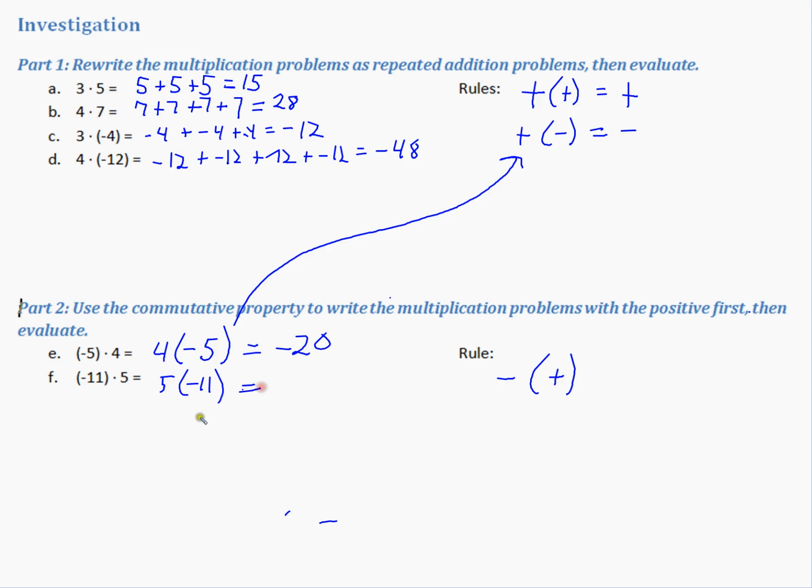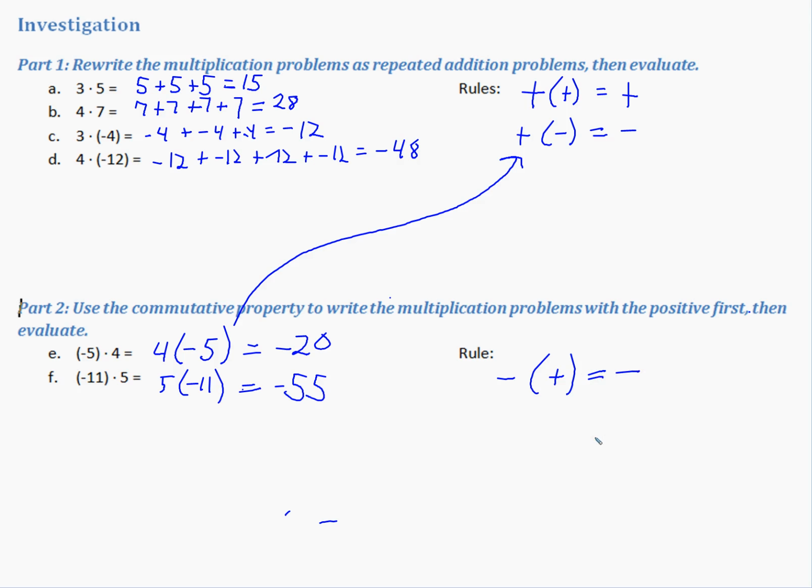Really is negative 11 plus negative 11 plus negative 11 plus negative 11 plus negative 11. Well, we don't need to do that. Same idea. We know a positive times a negative is equal to a negative, so negative 55. So we use the commutative property and this rule up here, which brings us to a new rule. A negative times a positive is negative. So that's what we have for those.